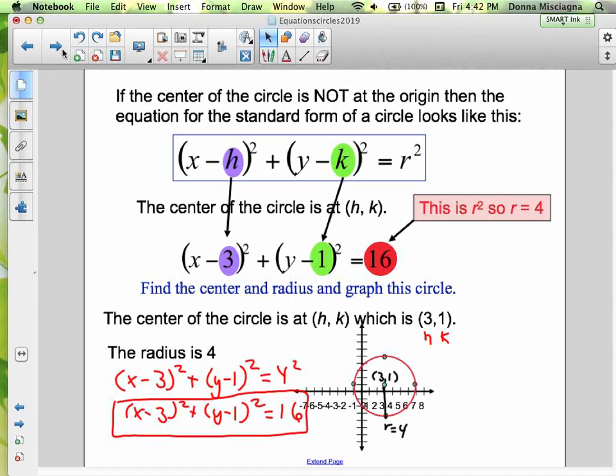Right? So the center is at 3, 1. The radius is 4. So we plug in 3 for h, 1 for k, and we plug in 4 for r. All right, and so the equation for this circle is (x minus 3) squared plus (y minus 1) squared equals 16. Right? Notice in the equation there's a negative. So the negative stays with the equation. I just plug in the 3 and the 1 for h and k. I don't change that negative at all.